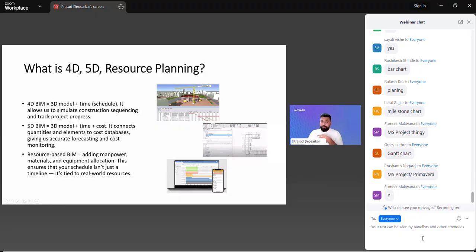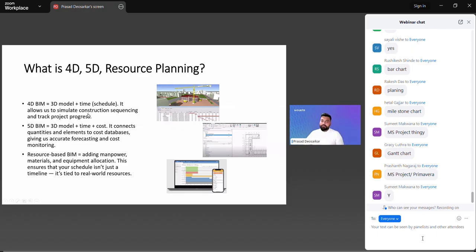Now, which brings me to my next topic. What exactly is this 4D, 5D resource planning that I have been talking about, right? So, 4D is nothing but the fourth dimension of BIM. 3D we already know. 3D is the BIM model. Now, when we talk about 4D, we are talking about linking this BIM model together with a schedule.